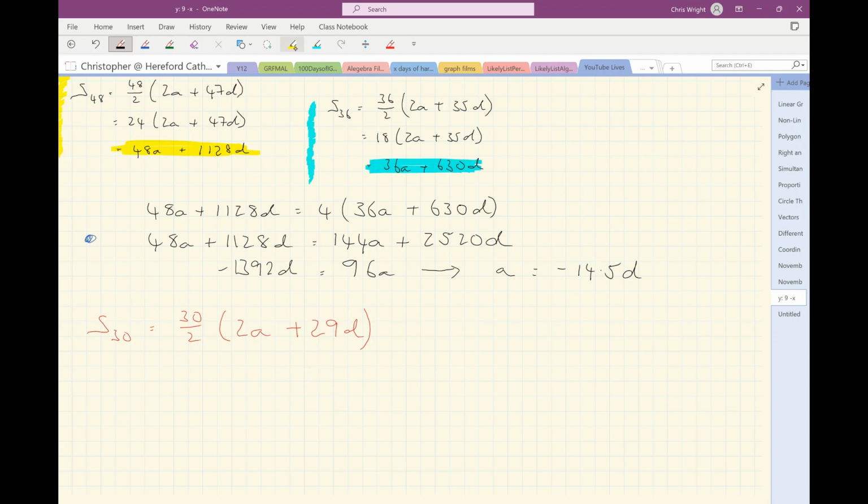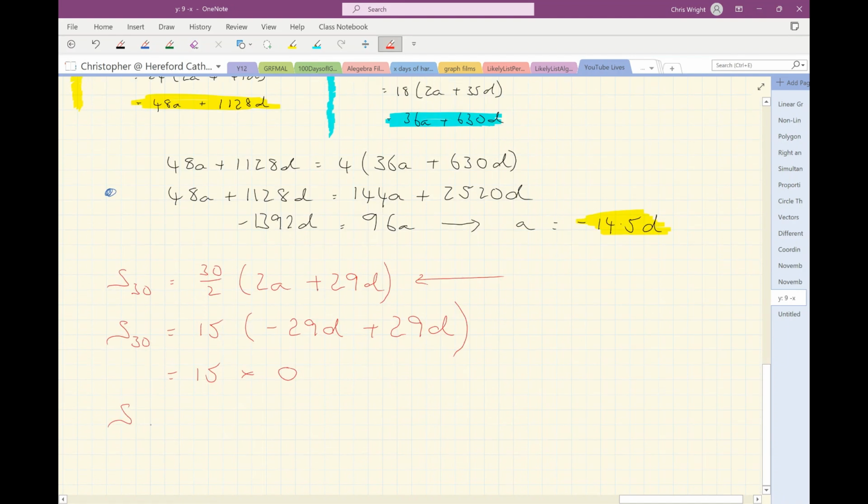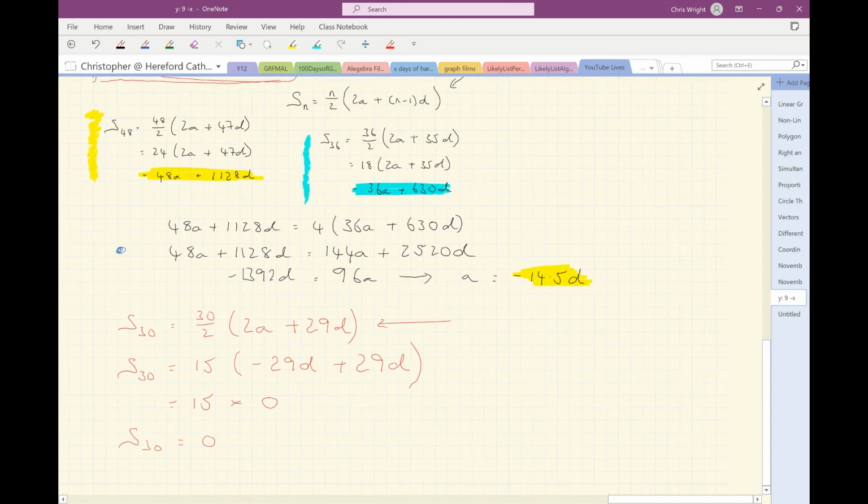So I'm going to substitute this expression into this expression for a. So the sum of the first 30 terms is going to be 15 multiplied by 2a. Remember, we're substituting in minus 14.5d. So twice minus 14.5d, that's minus 29d, plus 29d, close the bracket. Look at that. That is 15 multiplied by minus 29d plus 29d, which is 0. So the sum of the first 30 terms is 0. And that is the solution to the question.